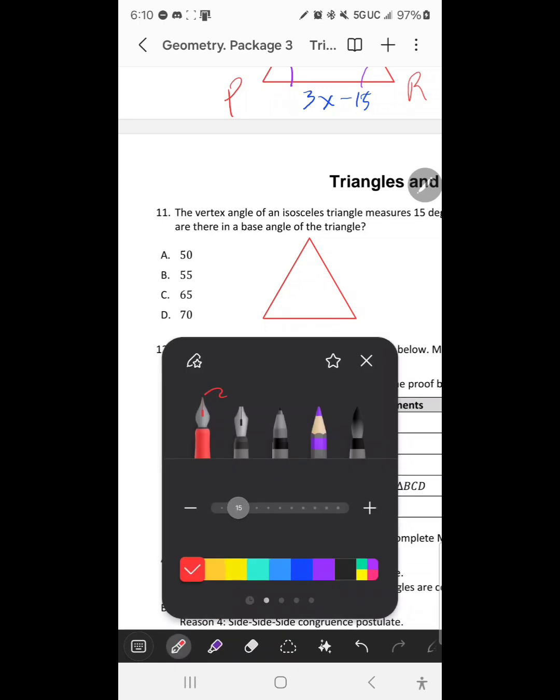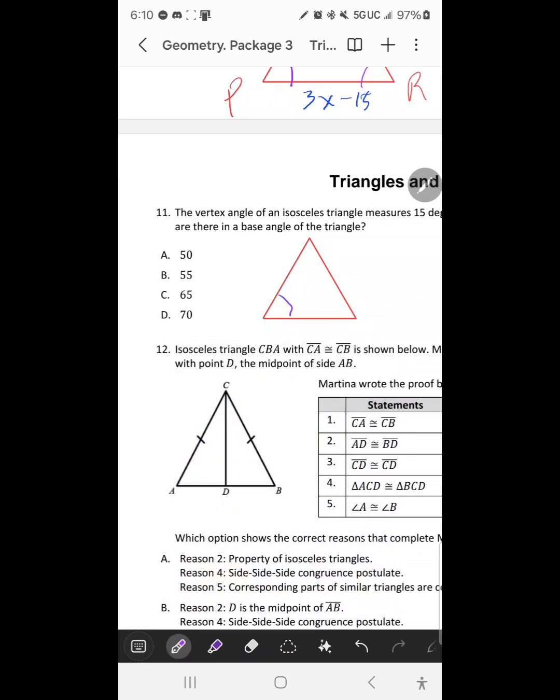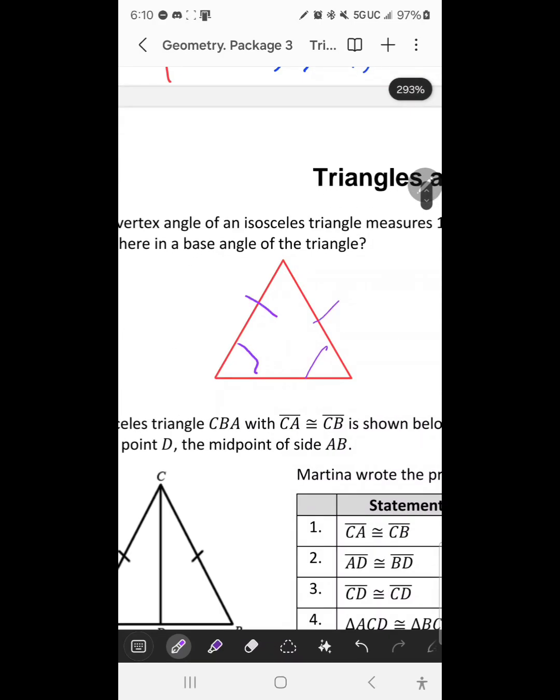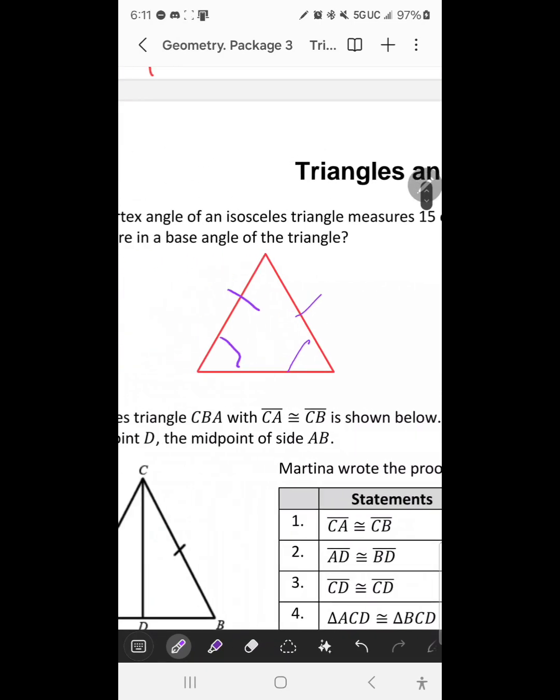And this is going to be the base angles, which are equal because these two sides are equal. And these base angles, I'm going to label them x. Now the vertex angle, which is the other angle that is not over the base, this angle right here is 15 more than each of these angles. So this will be x plus 15, because it's 15 more than this angle, and this angle is x.